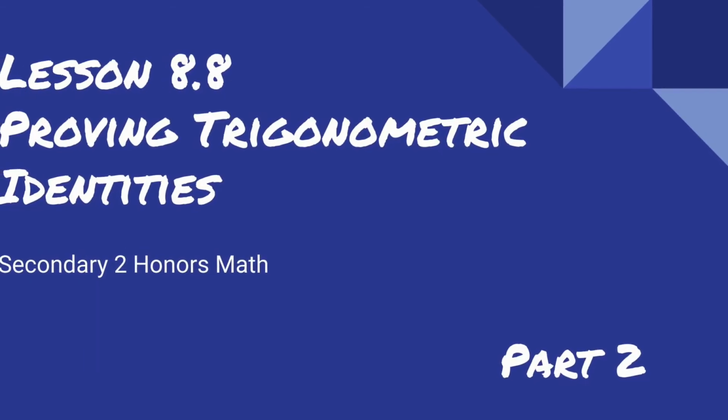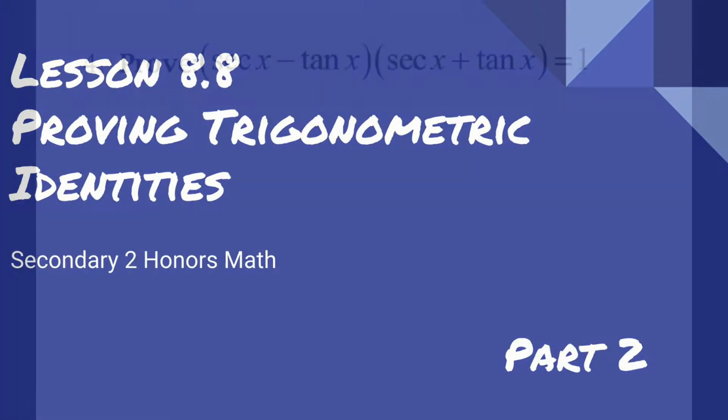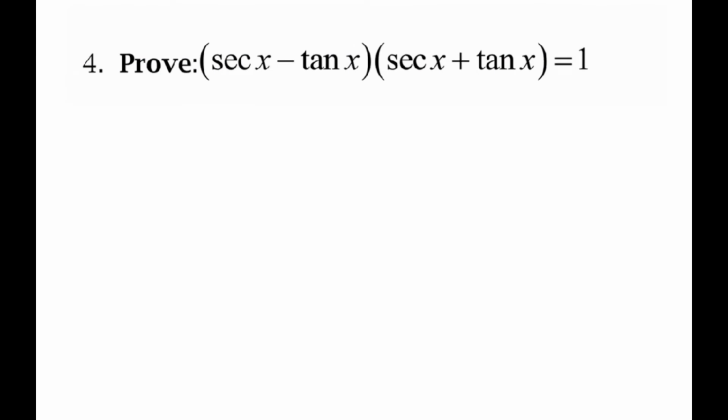This is the second part of lesson 8.8. Continuing in our lesson on number 4, we're now going to move to the proof part. If you remember, before when we've done proofs, we've done a lot of two-column proofs where you have a statement and you have a reason.